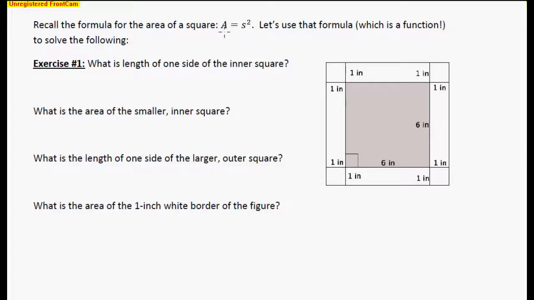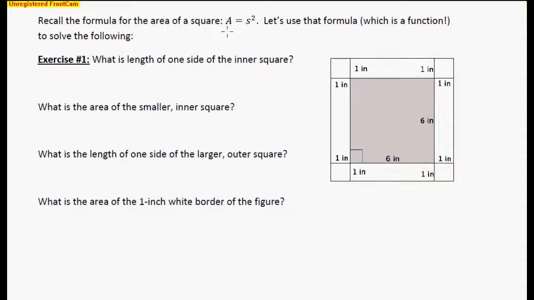One thing you need to recall is the formula for a square. All right, I've got that right here. The formula for the area of a square is s squared. All right, and the s stands for one of the sides of these squares. And let's give this one a shot here.